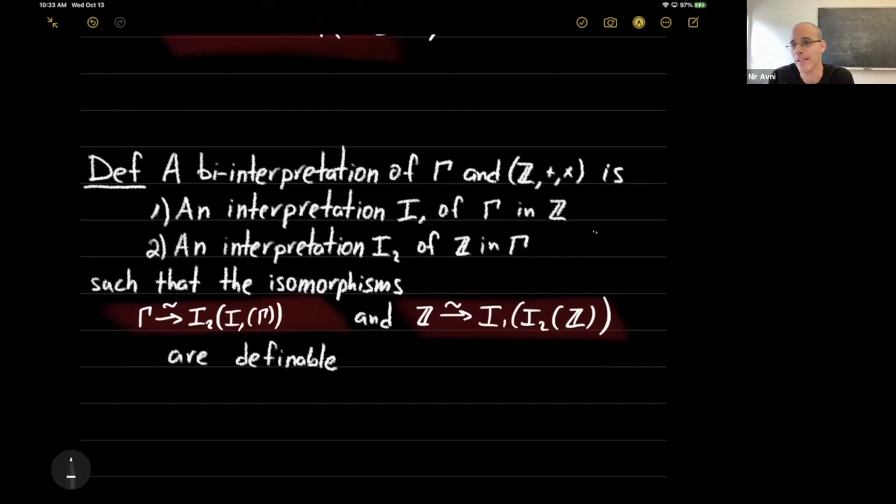So again, an interpretation and a bi-interpretation give you a way to transfer information from, let's say, the ring Z to gamma. So for example, Gödel's work about the unsolvability of Z, you can pull it back and get unsolvability of gamma. And the fact, again from Gödel's work, that every recursively enumerable set in Z is definable, you can pull it back to gamma, and get that every recursively enumerable subset in gamma is definable. But of course, every finitely generated subgroup is recursively enumerable.